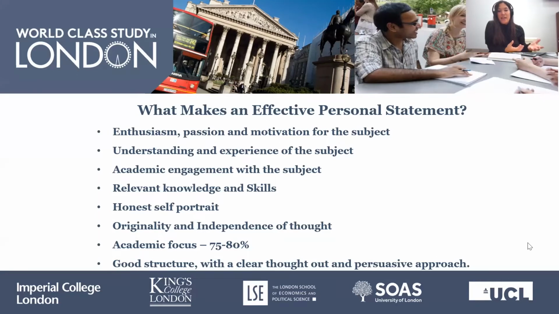And then we're looking at academic focus of around 75 to 80%, depending on which university you're applying to. Some would like more academic focus than others. So again, that's part of that research that the student is doing in who they're applying to and how they should structure their personal statement for the universities that they're applying to. All of them if possible. And then lastly, we're looking for a good structure with a clear, well thought out and persuasive approach.